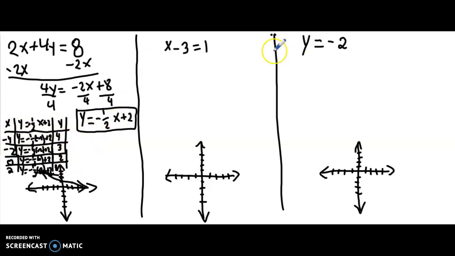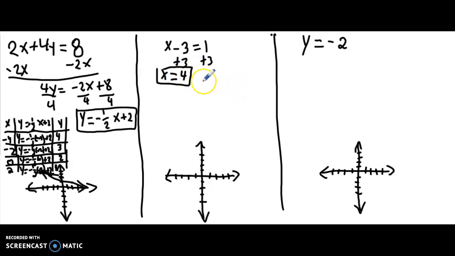The second looks kind of weird because I don't have any y's in the equation. It doesn't matter. So let's go ahead and get x by itself. So we're going to add 3 to both sides. And I'm going to get x equals 4, and I will box that. This is what I have to graph.